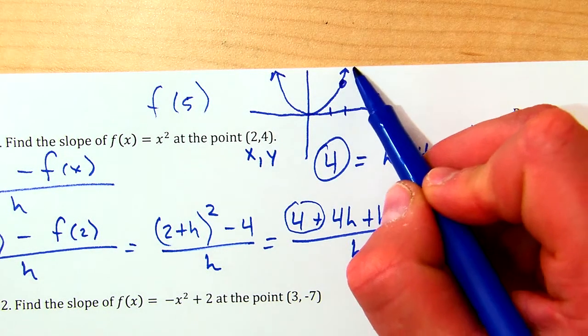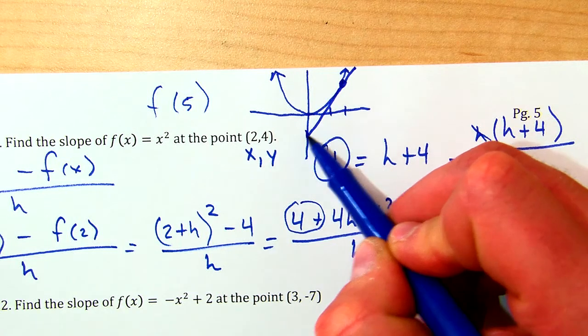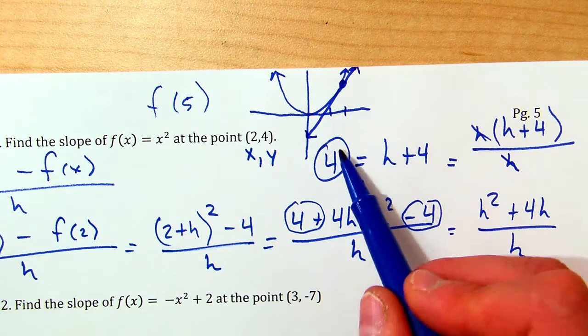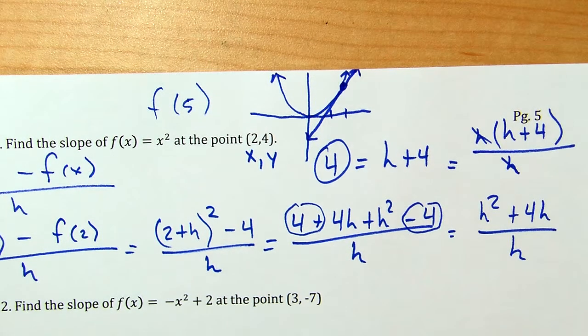So what we're saying is that if you go to the point (2, 4) and find the slope at that point, it is going to be 4.